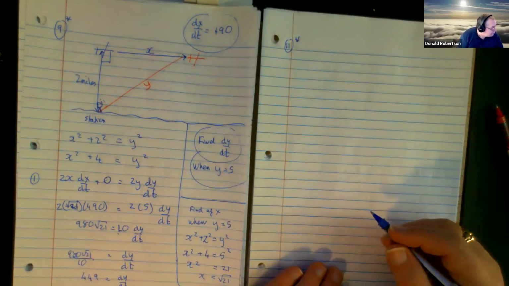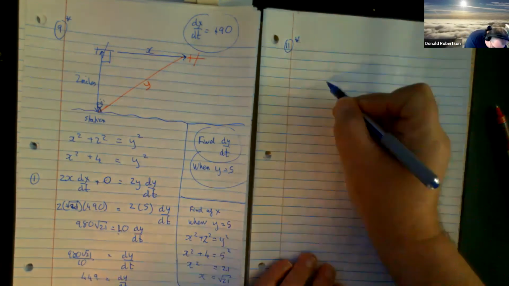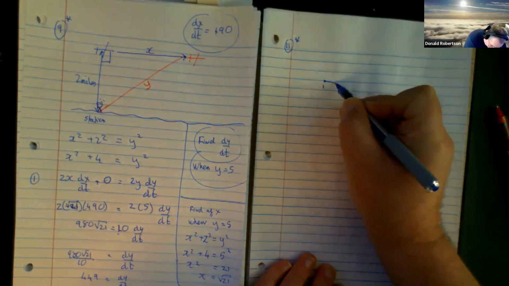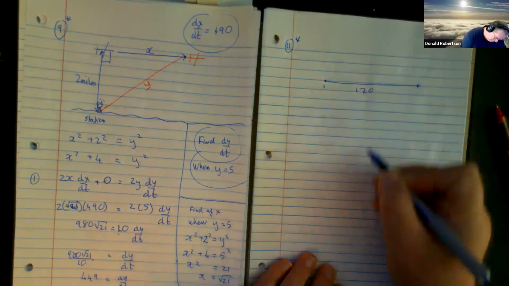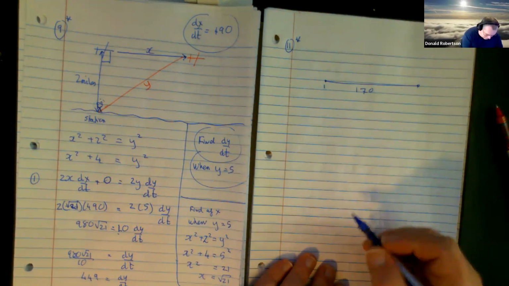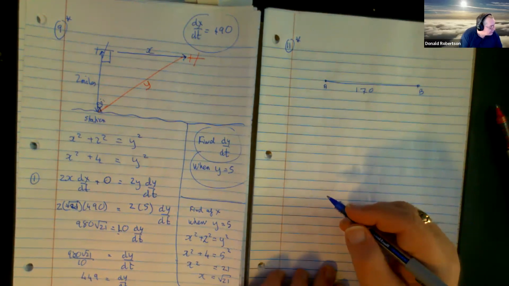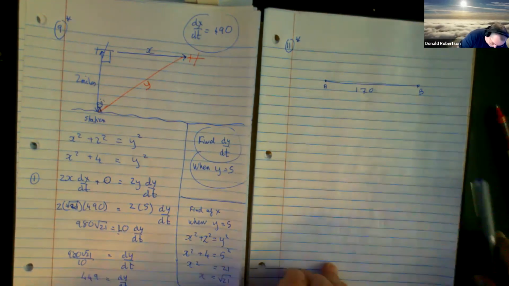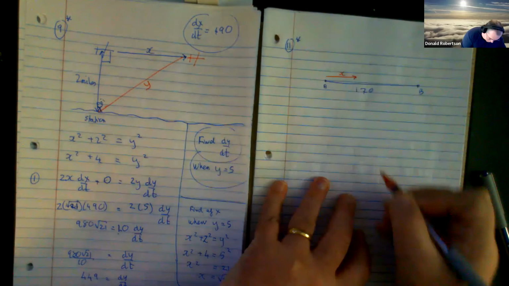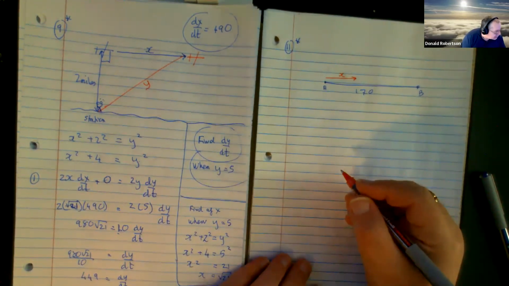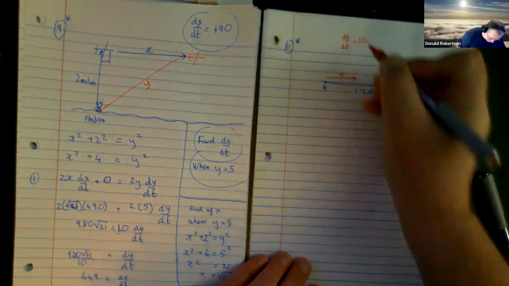Okay, at noon, ship A is 170 kilometers west of B. So there's the starting point, and that's 170. That's where ship A starts, and it's where ship B starts. Ship A is sailing east. I'll call that X. And it's sailing east at the speed of 30 kilometers an hour. So you've just told me that dx by dt is 30. That's what east looks like.